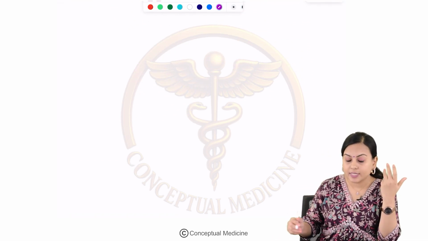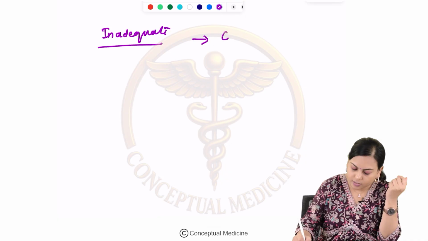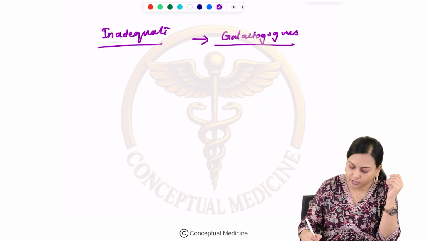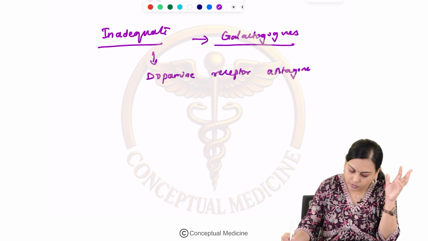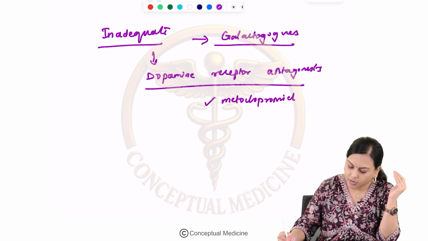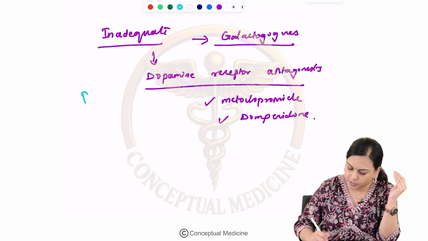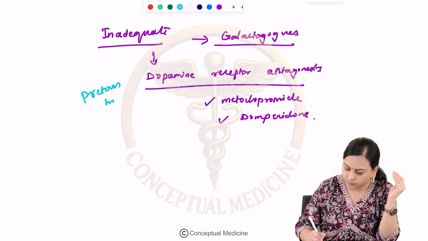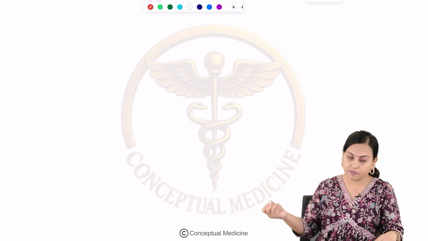Okay. Suppose there is inadequate breast secretion, then you can use some galactogogues, okay, to facilitate the milk production. Here the drugs which are acting as dopamine receptor antagonists can be used, and these drugs include metoclopramide and domperidone. Okay. So this will be needed especially in case of preterm birth. Yes? Right. Now, we'll see the technique of breastfeeding.